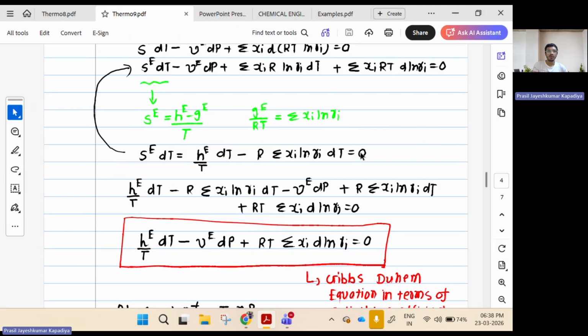This 0 should not be here. Okay, so now we know that this SE dT is HE by T dT minus R summation Xi ln gamma i dT, minus VE dP plus, R is constant so I am keeping R outside, R Xi ln gamma i dT, plus here RT is constant, so Xi d ln gamma is equal to 0. This whole term is going to be equal to 0.